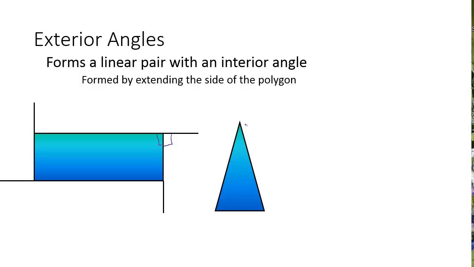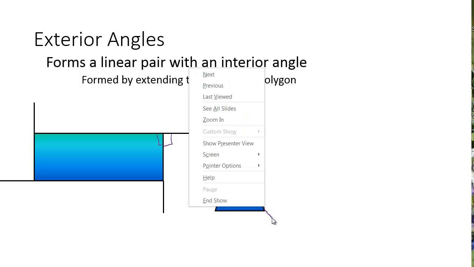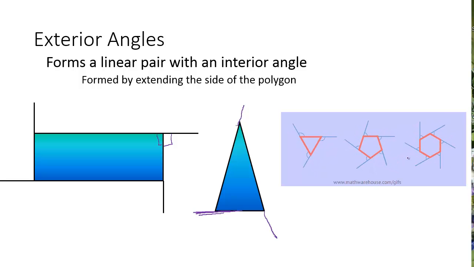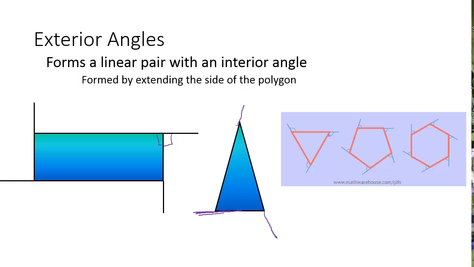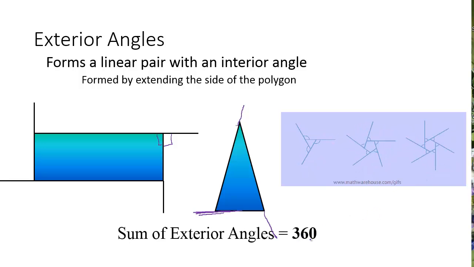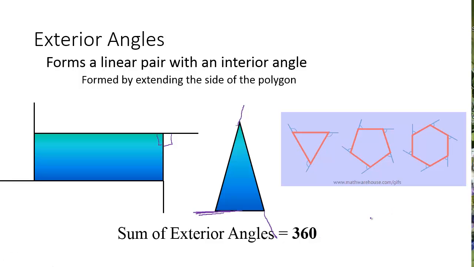A triangle works the same way. Extend one side of the triangle and continue on to extend the other two sides of the triangle. And watch this animated GIF. As you can see, a triangle, when we shrink the sides together, those exterior angles form a circle, as do a pentagon and a hexagon. So the sum of the exterior angles of any polygon is 360 degrees.